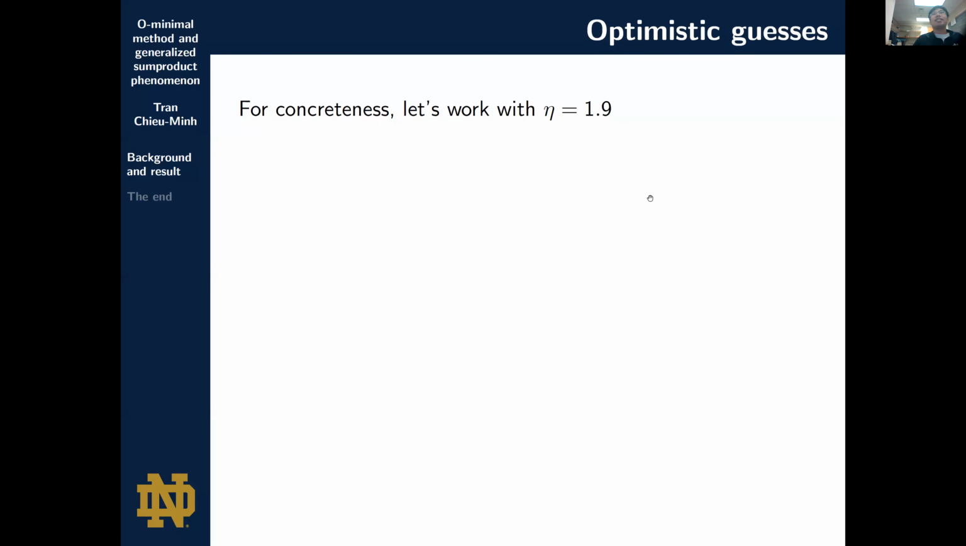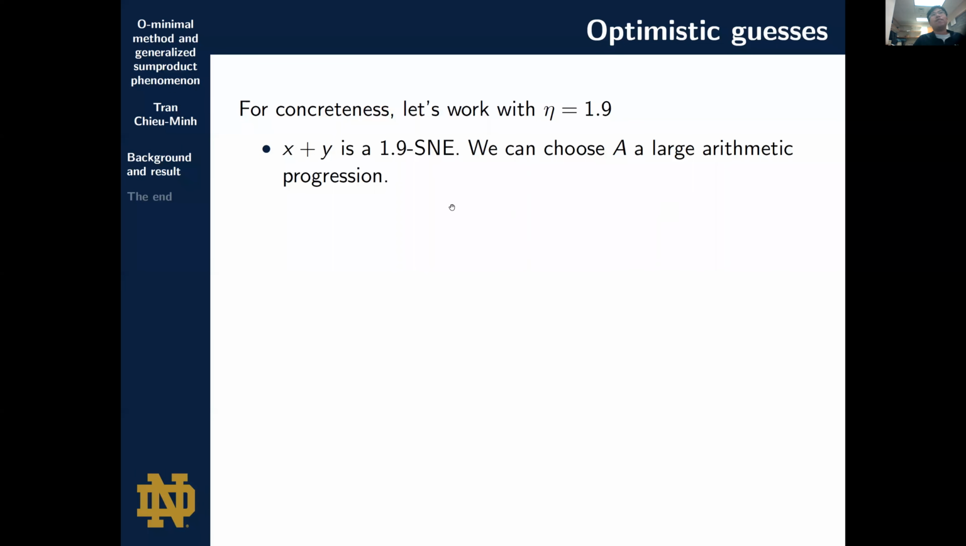So just for concreteness, let us ask for eta equal to 1.9. First observation: we already know that x plus y is a 1.9 non-symmetric non-expander pair, because one can choose A to be a large arithmetic progression, and then the size of A plus A is roughly 2 times the size of A, which is way smaller than A to the power 1.9. And with a little bit more work, you can see that if you choose integers k and l, then kx plus ly is also a 1.9 symmetric non-expander pair.